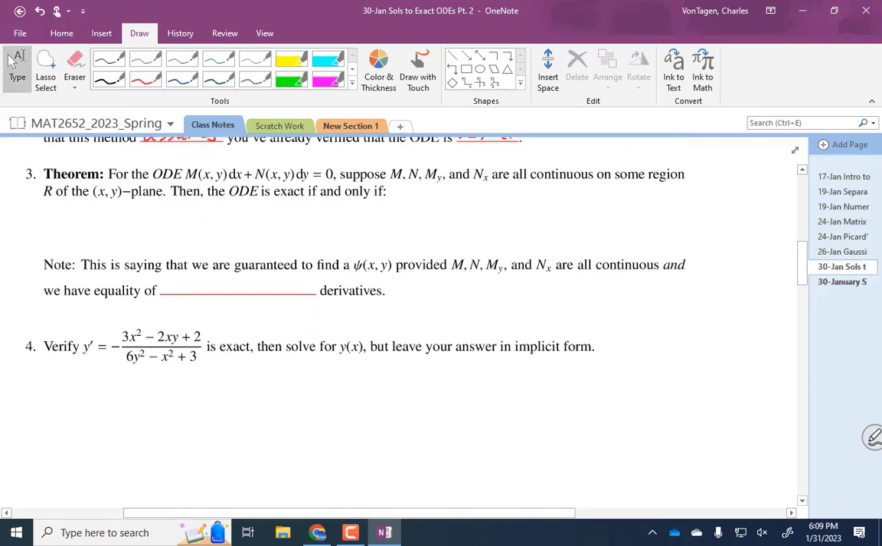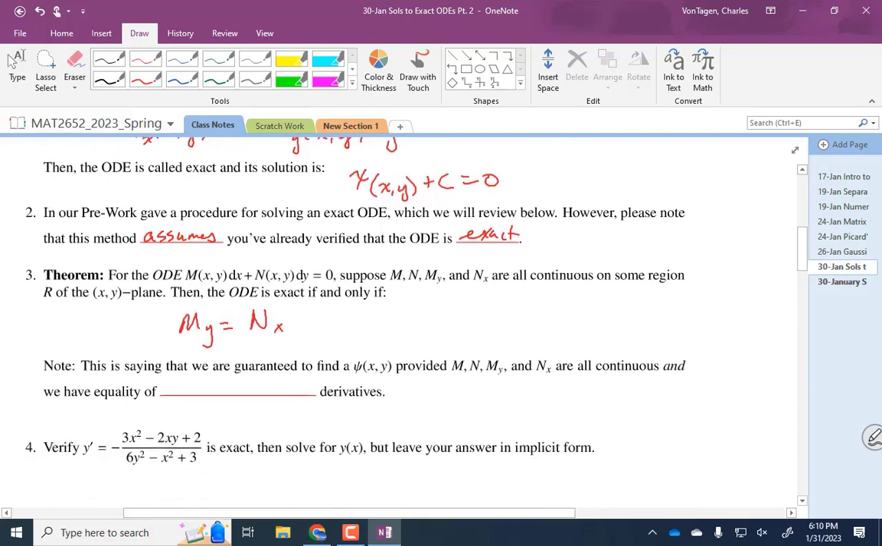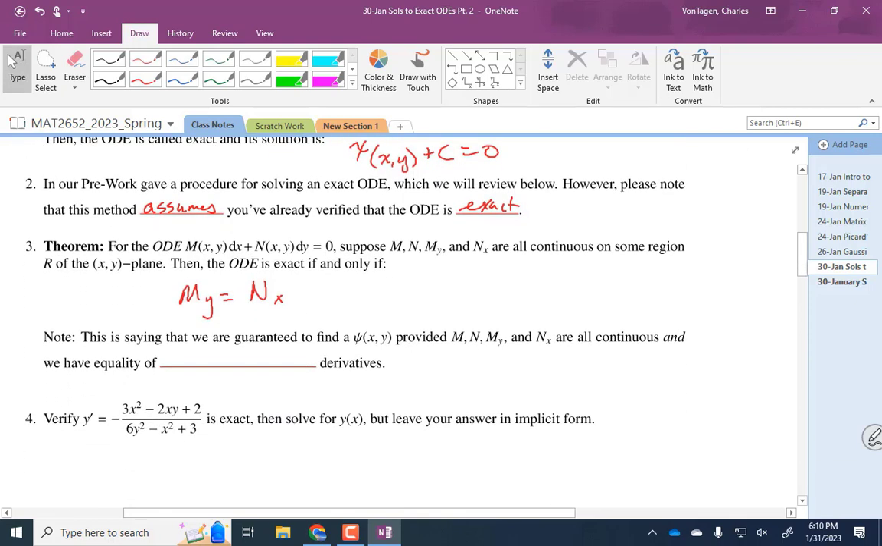Okay, so here was our test for determining whether or not an ODE was an exact ODE. And the way it went was this: if M sub y equals N sub x, and those are both continuous, then we can go ahead and say that the ODE is exact. Again, I could always write an equation in differential form, but that doesn't mean it's exact. You verify it's exact by checking this statement here.